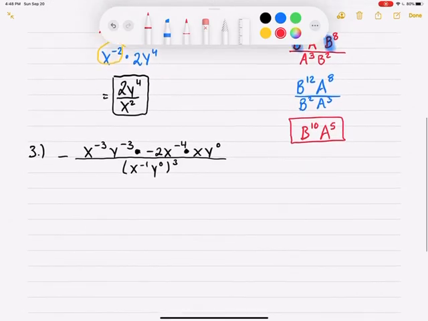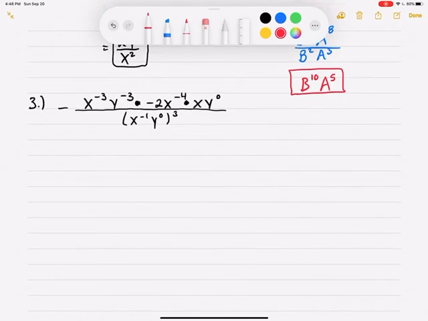In this last problem, I have a negative and a negative in the numerator. That's going to become positive. My pieces that need to move are this x to the negative third, y to the negative third, and x to the negative fourth power. They all need to move. And y to the 0 is going to become 1. Y to the 0 down here is going to become 1 as well. So I'm just going to go ahead and move what I have. In the numerator, I'll be left with 2x.